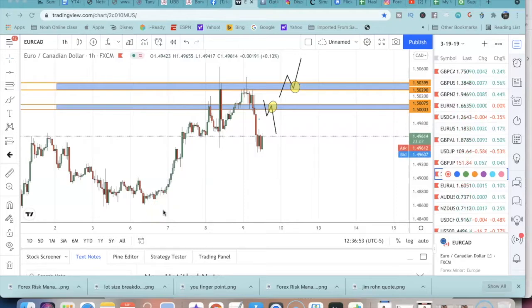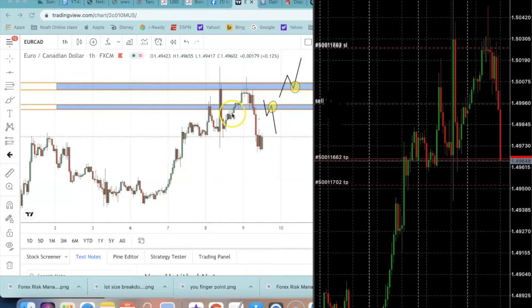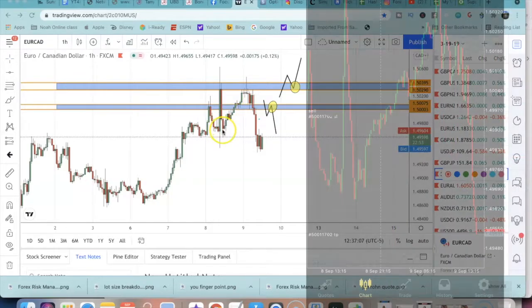Okay, so guys, here we are on Euro CAD. So this is a setup that I marked up today. And this is actually a trade that I took, and I ended up winning this trade on both orders that I took. Okay, so let me show you the area of support and resistance.